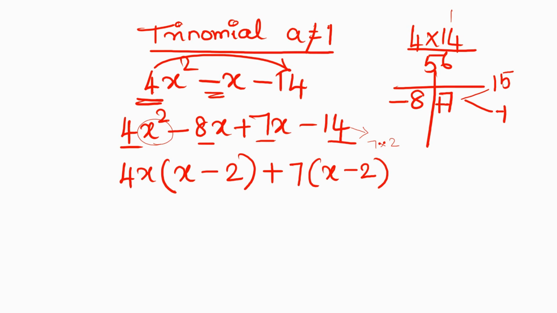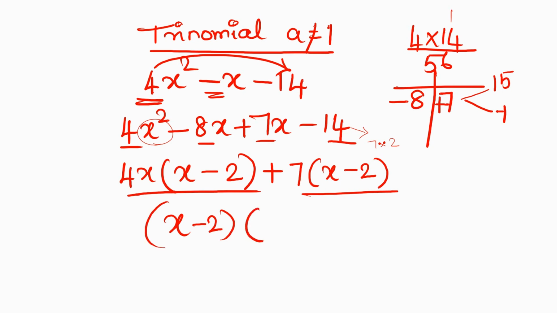So 7 into x minus 2. Now among this I have x minus 2 as common. So x minus 2 into 4x plus 7. So these are my factors.